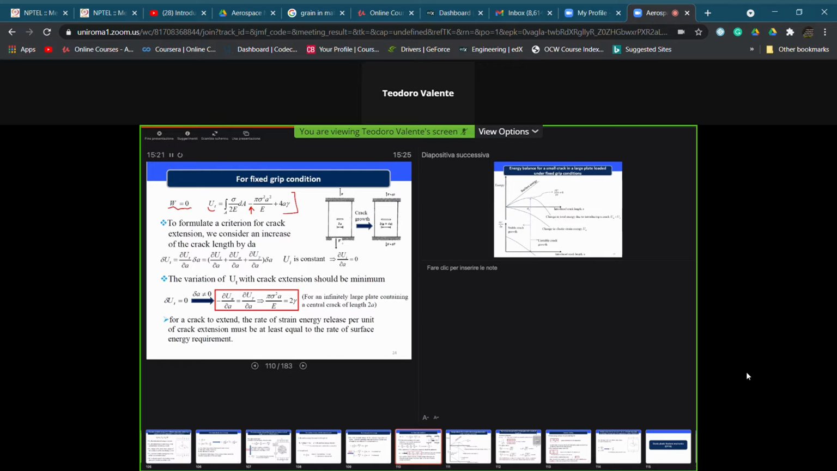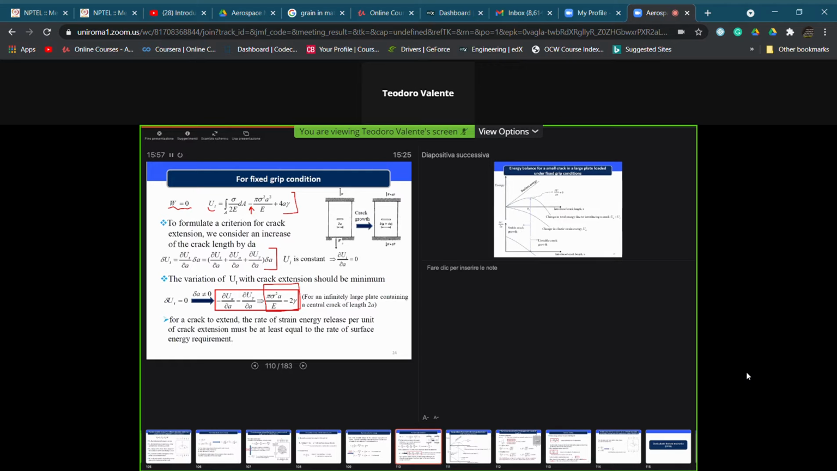The variation of the total energy with an infinitesimal increase of our crack length is equal to 0. And thus we can write a simple derivative equation with which we can obtain this final formula, which is, let me say, the critical point for which we can have a transition from a stable crack to an unstable crack, which is able to propagate.